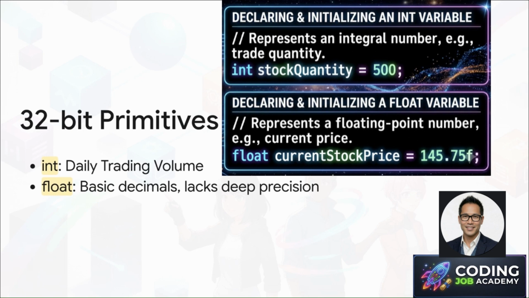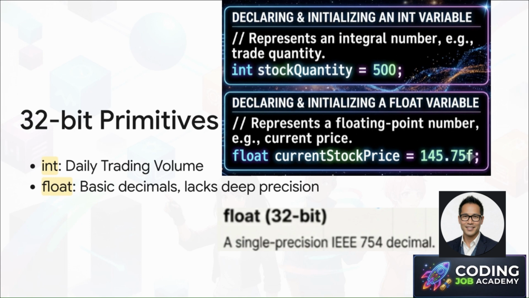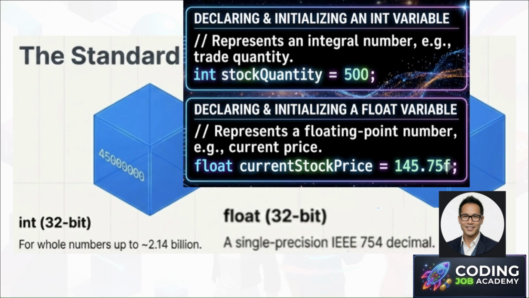The int and float data types. Now we are stepping into the 32-bit territory, where we can use the data types int and float. The int data type is perfect for storing whole numbers up to about 2.1 billion. For a stocks trading application, a 32-bit int variable is perfect for storing things like daily trading volume or total share counts for your average size companies.